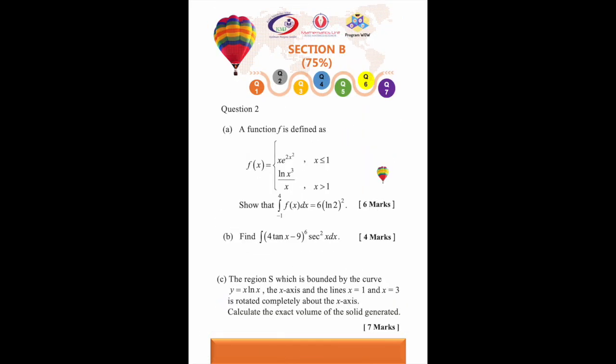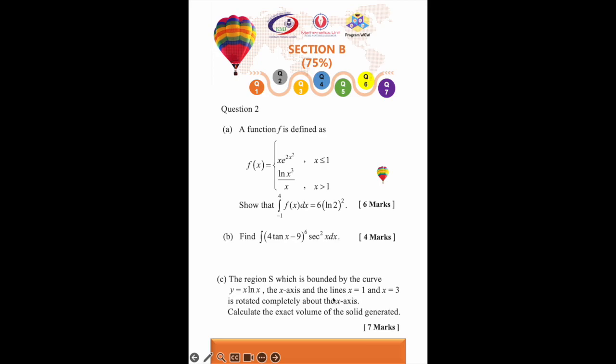For the second question, we need to show that this function, when it's integrated, gives 6 ln 2 squared. So we have to know that this piecewise function needs to be integrated from -1 to 1 and from 1 to 4 using this function. And then we have to find this integral of this trigonometric function, and then we have to find the volume that is bounded by this function and the lines x equals 1, x equals 3.